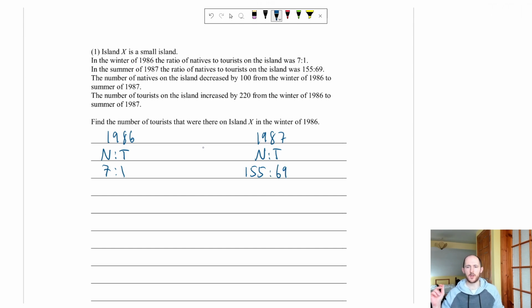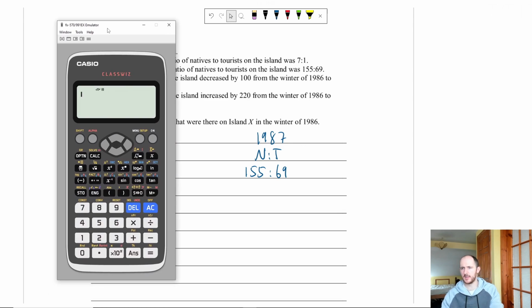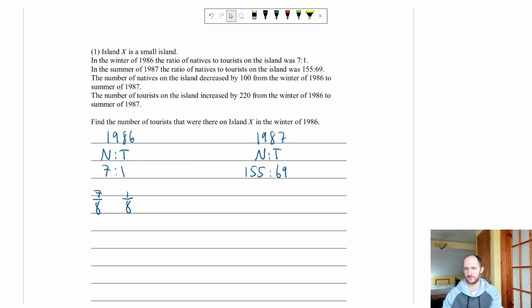Okie dokie. So we're trying to look for the number of tourists. So it might make sense to write these as fractions of each other. So for example, N would be 7/8 here, and it would be 1/8 for tourists. Whereas over here, this is where we can use our calculator. It's paper 2. 155 plus 69 gives us an answer of 224. So we have 155 as a fraction over 224, and then 69 over 224. Okay, so I've written them all as fractions, which is pretty helpful. To be honest, I don't know if I'll need it yet, but it is a good thing to do just so we can visualize it.